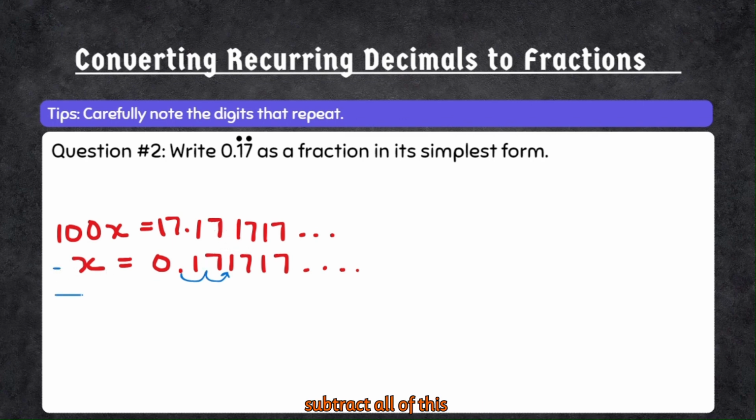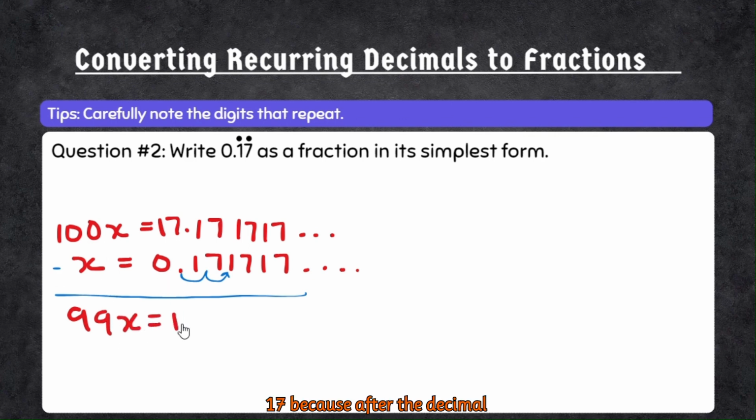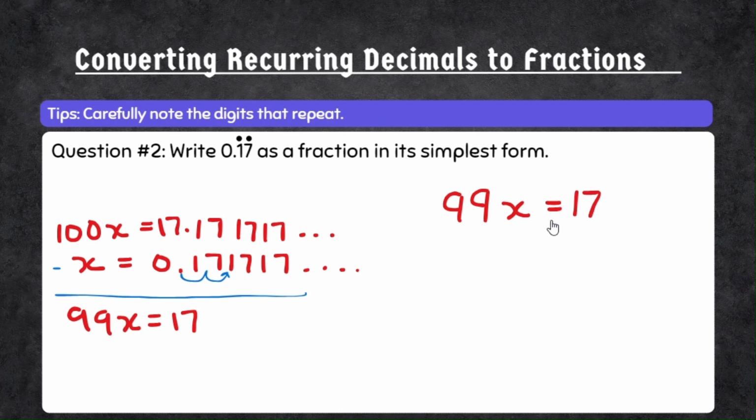So if you subtract all of this, 100x minus 1x would equal 99x equals 17, because after the decimal 1 minus 1 is 0, 7 minus 7 is 0, and that goes on. So that would give us 0.000 recurring. So now we have 99x is equal to 17. Now we need to get only x on our left hand side. To do that, we are going to divide both sides by 99.